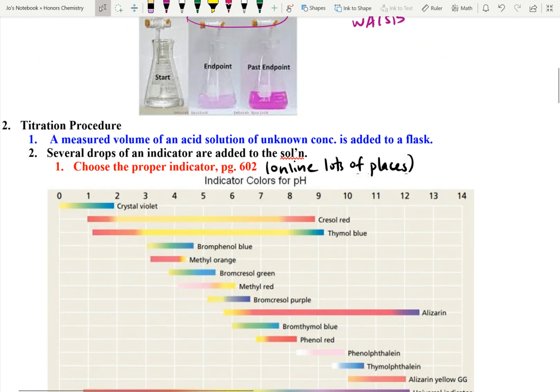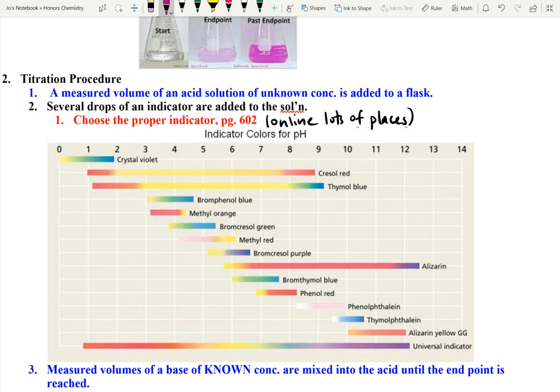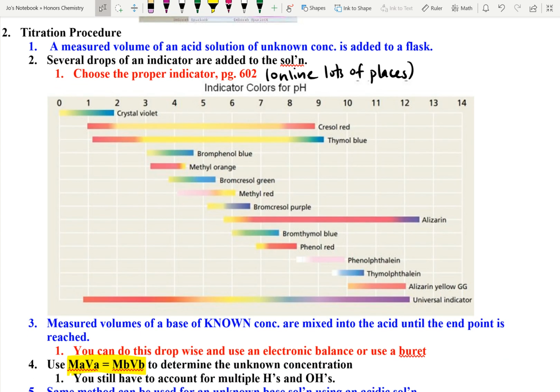So here is the titration procedure. What you do is you take a measured volume of an acid solution of unknown concentration. You would choose your indicator. There's lots of places where this is online. And you want to choose an indicator where you think it probably will change. Sometimes you have kind of a good idea about this.